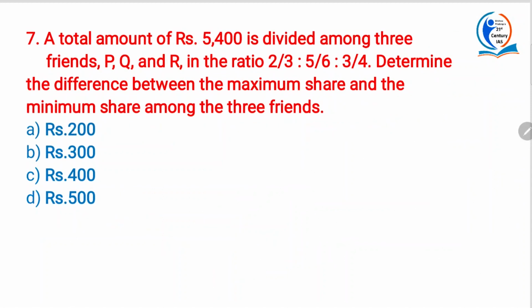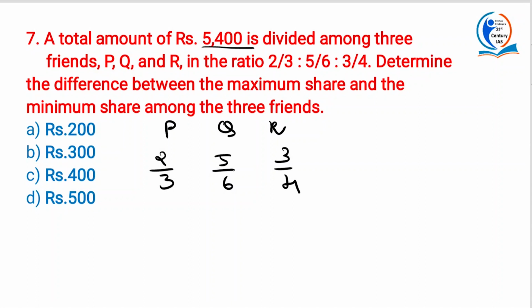Fine. Now, a total amount of rupees 5,400 is divided among three friends P, Q and R in the ratio 2/3, 5/6 and 3/4. Determine the difference between the maximum share and the minimum share among the three friends.